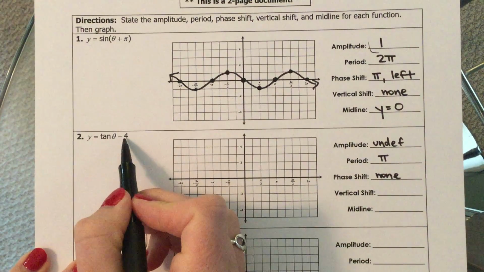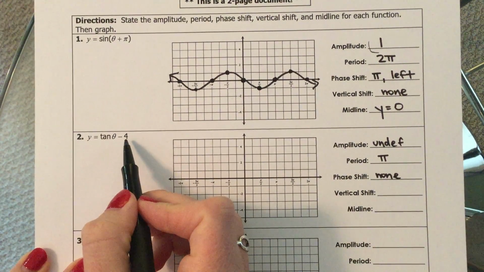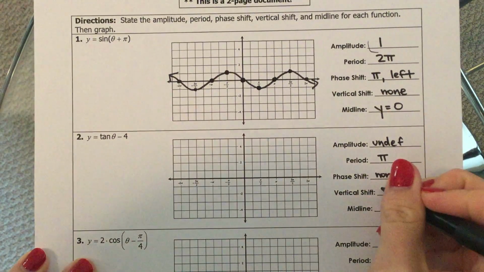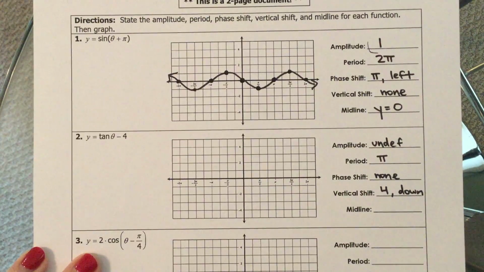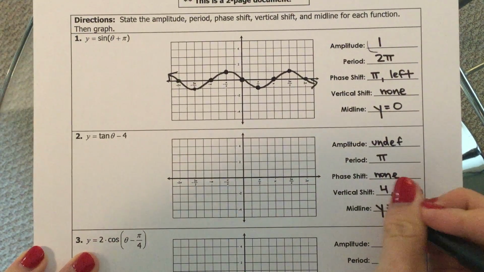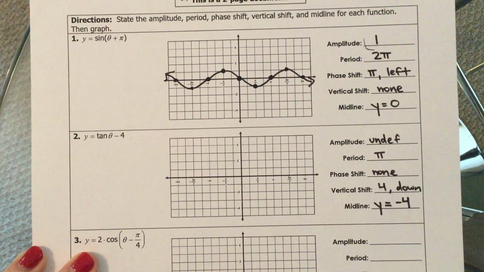The vertical shift is the number that's by itself, not attached to anything, not in parentheses. So this would be 4 units, and it would go down because it's -4. And so that would shift the midline as well. If everything's moving 4 units down, that would move our midline.